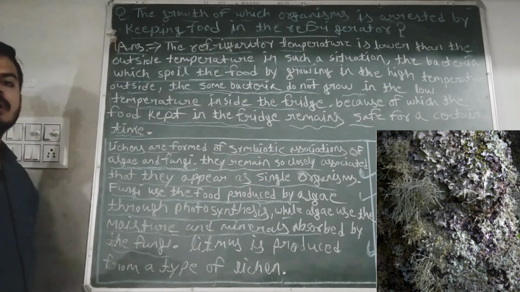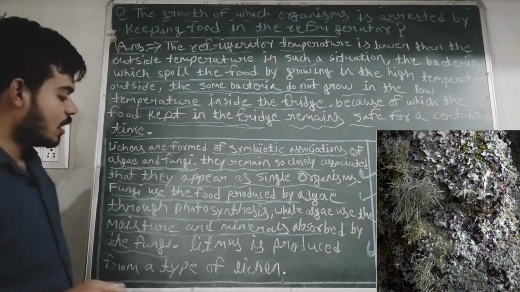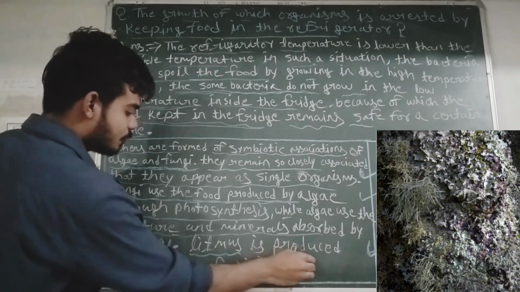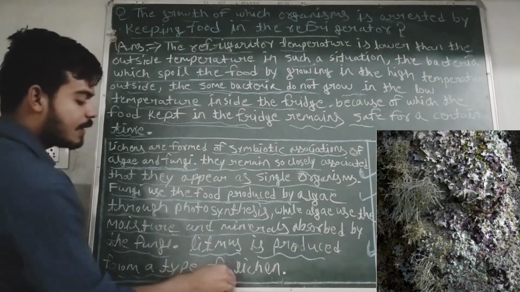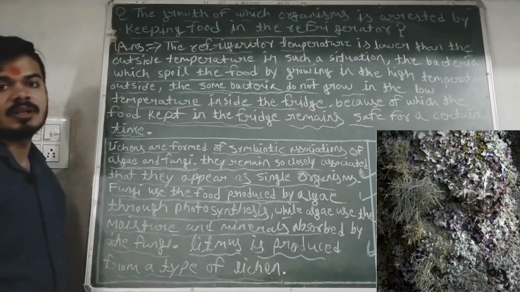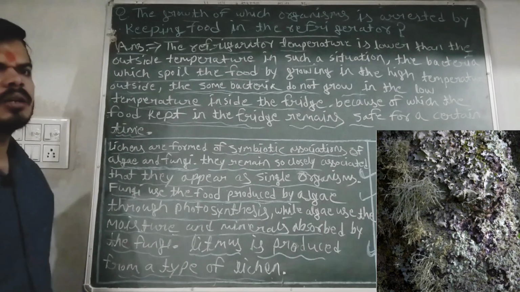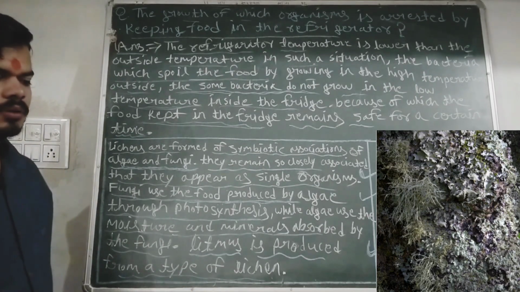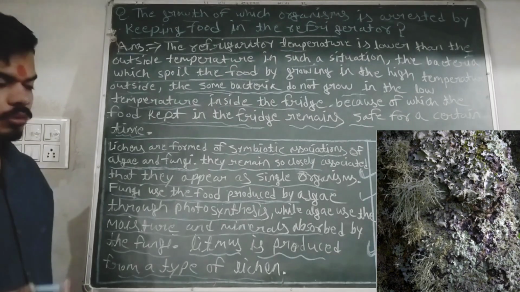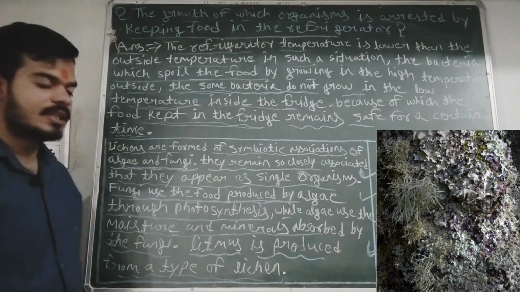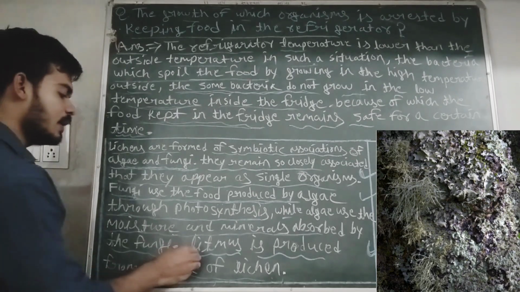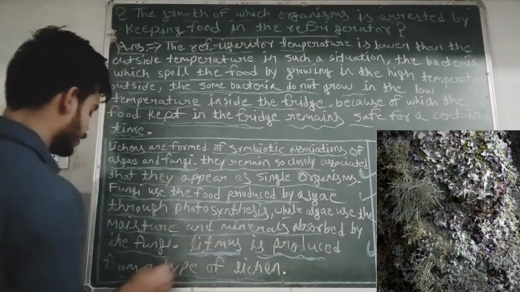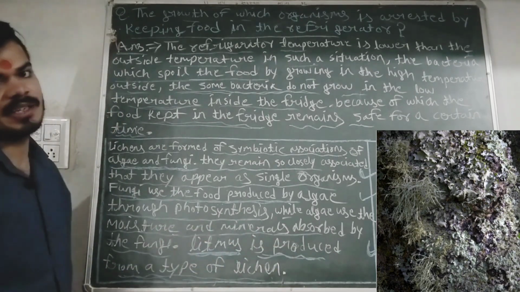You have heard about the litmus. The litmus is produced from a type of lichen, and you used the litmus to check for acids and bases. So the litmus is produced from a type of lichen. Okay, students.